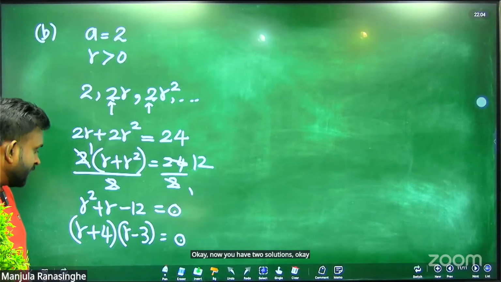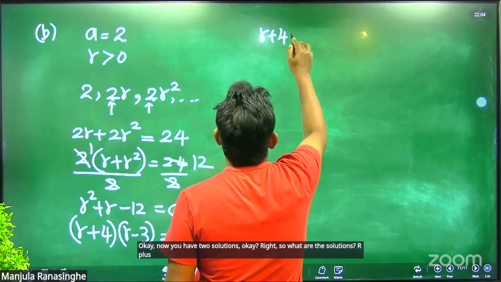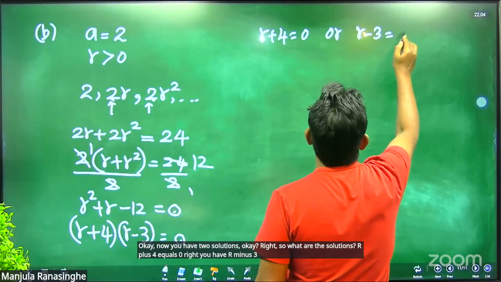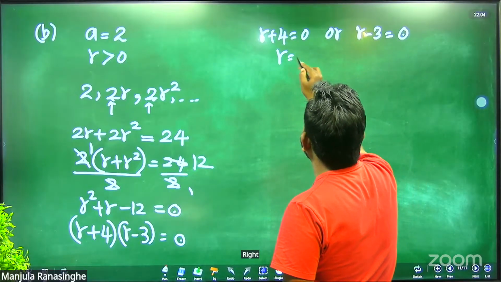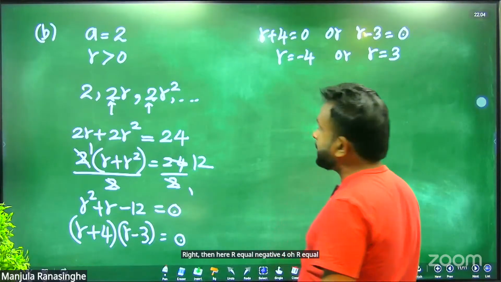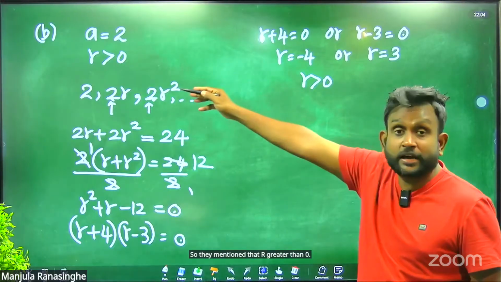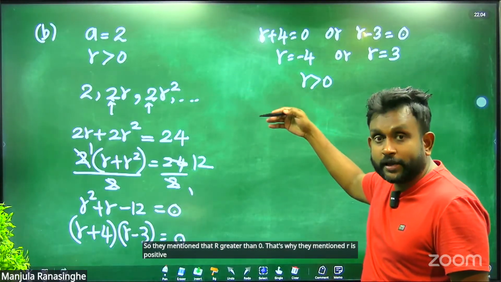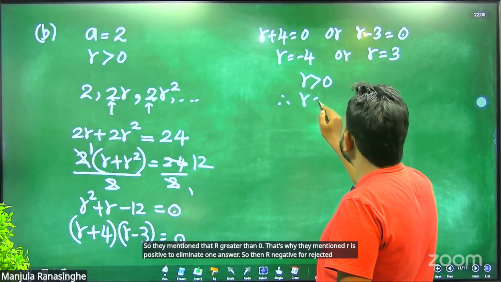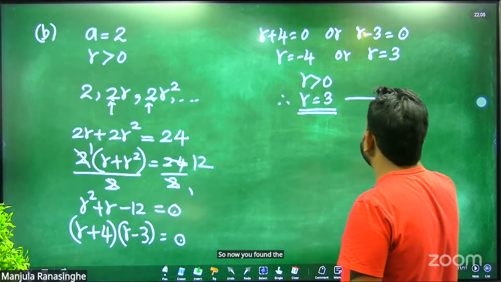Now you have two solutions. r plus 4 equals 0, or r minus 3 equals 0. Then r equals negative 4, or r equals positive 3. They mentioned that r is greater than 0, that's why they mention r is positive, to eliminate one answer. So r equals negative 4 is rejected, therefore r equals 3. So now you found r equals 3, 2 marks there.